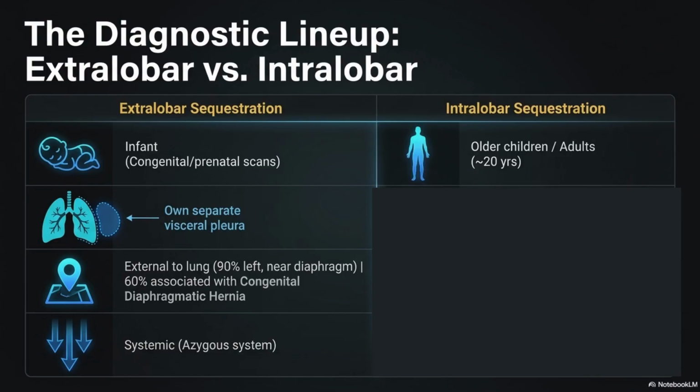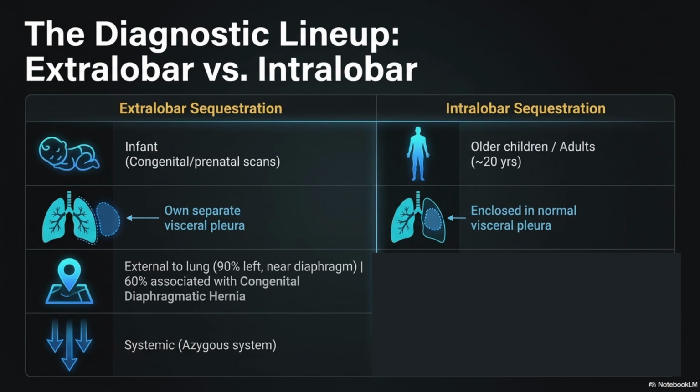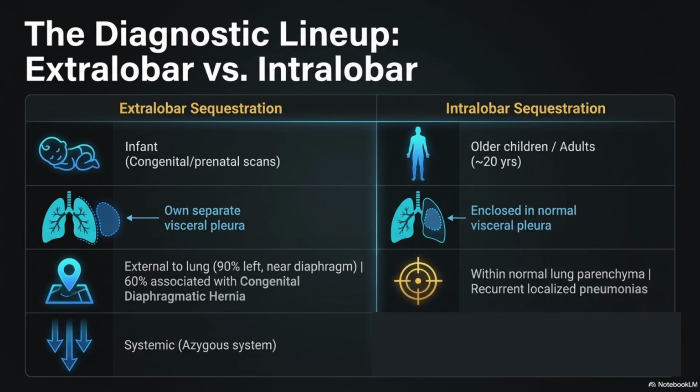This presents in older children or adults, like a 20-year-old patient. It is enclosed within the normal visceral pleura and sits inside the normal lung parenchyma. Clinically, it presents with localized recurrent pneumonia. Most dangerously, it drains via the pulmonary veins, which can cause a left to right shunt.